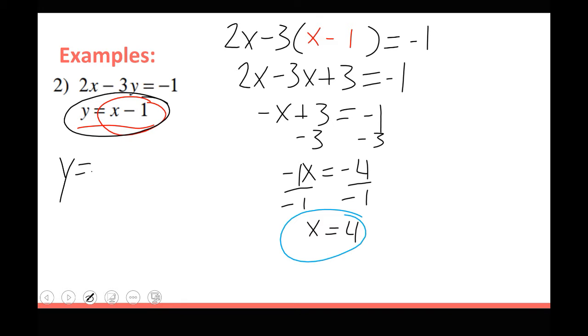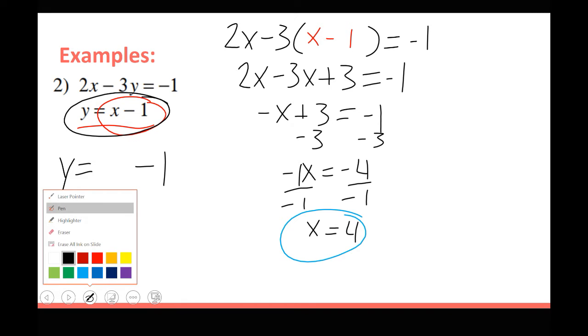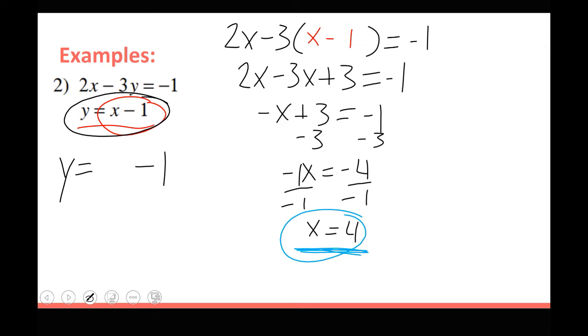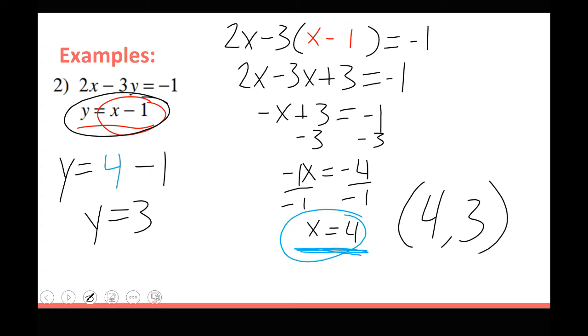So I'm going to say y equals x minus 1. But we know x is 4. So y equals 4 minus 1, which is 3. So my answer to this one is 4, 3.